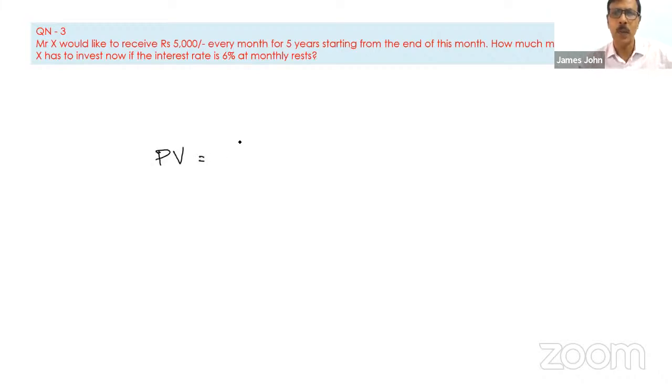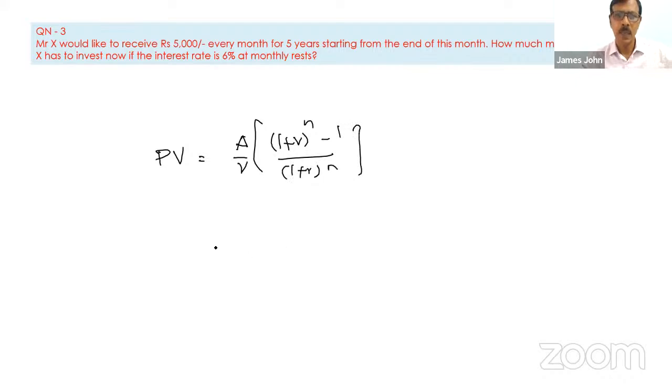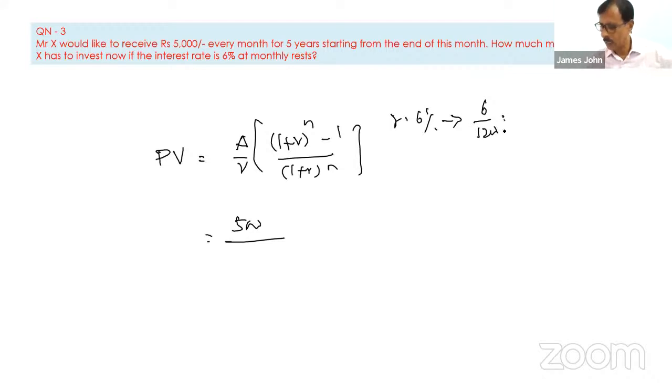And what is the formula for present value of annuity? It is A by R into 1 plus R, the whole raised to n minus 1, by 1 plus R, the whole raised to n. Am I correct? What is A? Every month, 5,000. So A is 5,000. What is R? R is 6%. So 6% becomes 6 by 1200, since it is monthly. Yes, 6 by 1200 is 0.005.